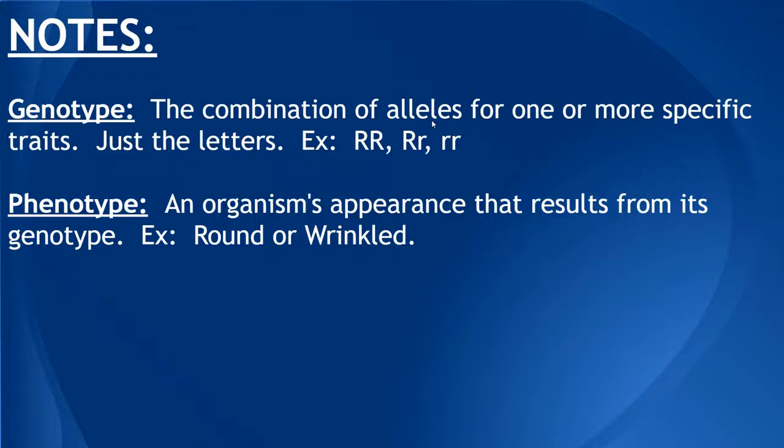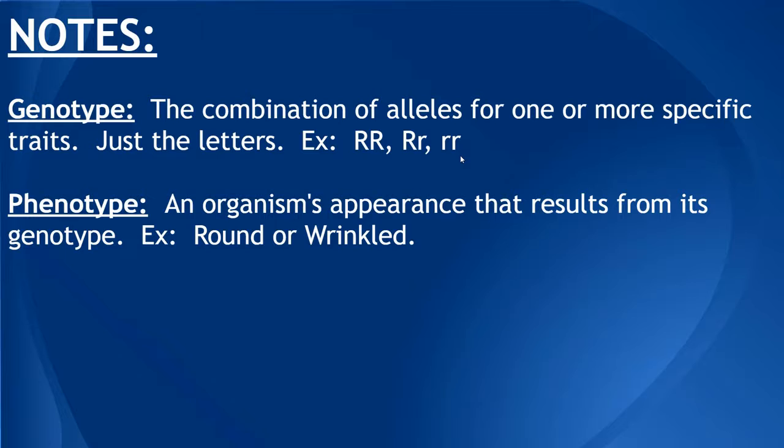All right, so genotype is the combination of alleles for one or more specific traits, and it's just the letters. So for example, it could be big R, big R, or big R, little r, or little r, little r. Genotype is just showing what combination of alleles you have.